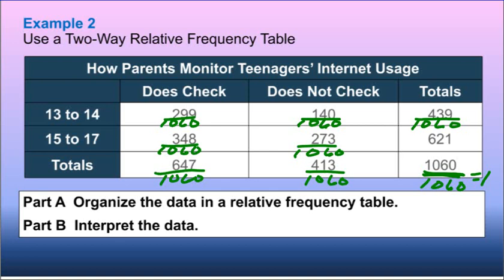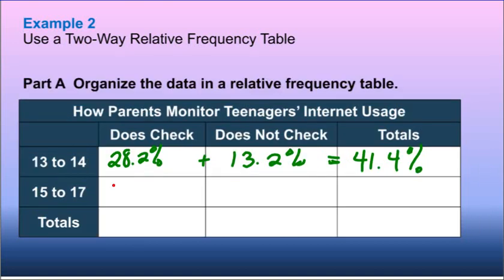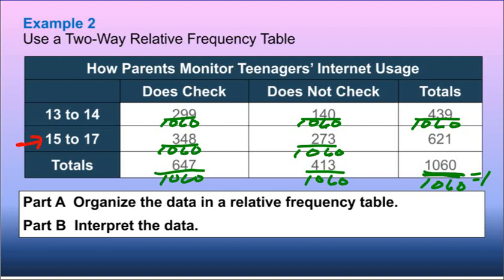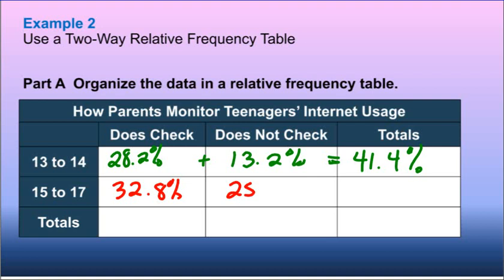The next row, 15 to 17. We're on this one here. So we do 348 divided by 1060. That gives us 32.8%. And then the next one, we have 273 divided by 1060. That gives us 25.8, because I'm just rounding to the nearest tenth. It gives us 0.2575, and that 5 tells us we need to bump that up.